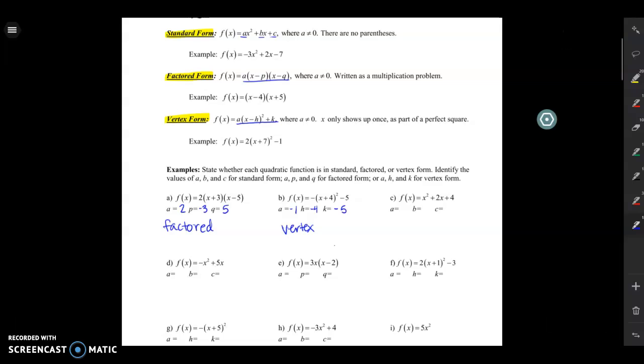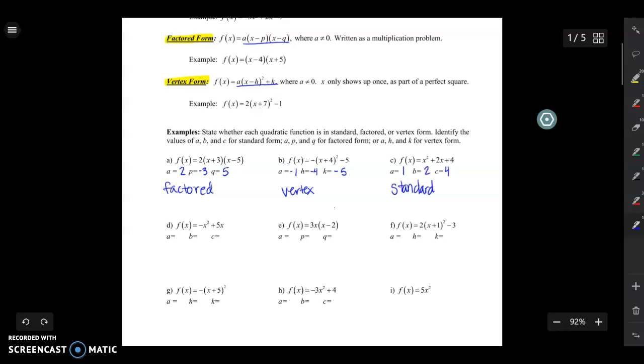Okay. And then example C is in standard form. And we can tell because there's no parentheses, we don't have any multiplication we need to do, and it's already written out, just 3 terms being added together. So your A is 1, your B is 2, and your C is 4. Okay. So go ahead and press pause and work on filling in these next couple rows of examples to figure out and remember what form each of these are in.